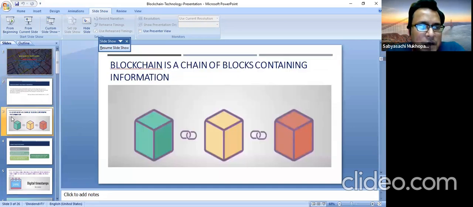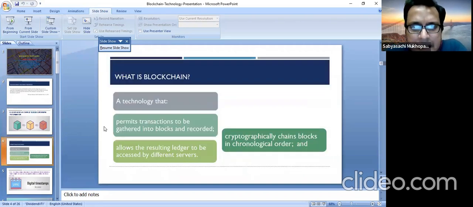So let us check what blockchains basically are. Blockchains are basically chains of blocks containing some sort of information. If you see these blocks, they are quite entangled with each other. How does this kind of entanglement happen? Because of the exchange of the hash.